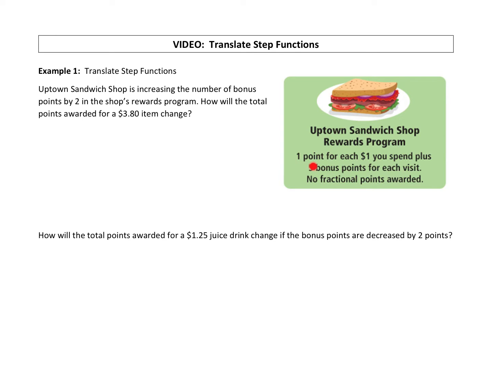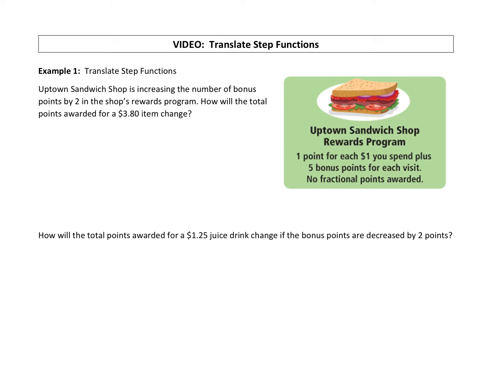Well, they're not going to round up because I didn't spend 2 full dollars, so they would round down. If I spent $1.50, I would get 1 point for that. So this is going to involve one of our floor functions where we round down to the nearest integer. And then that's how we'll get points with the money we spend, and then we get bonus points for visits.